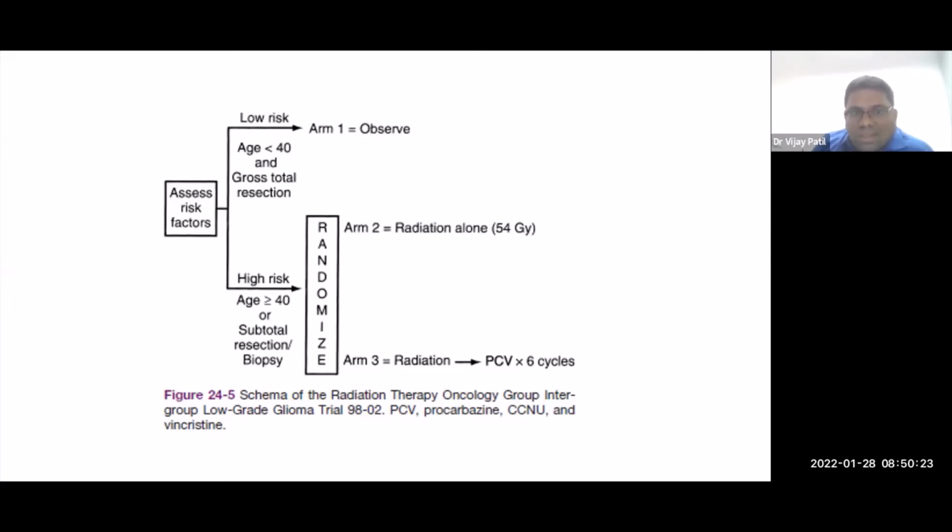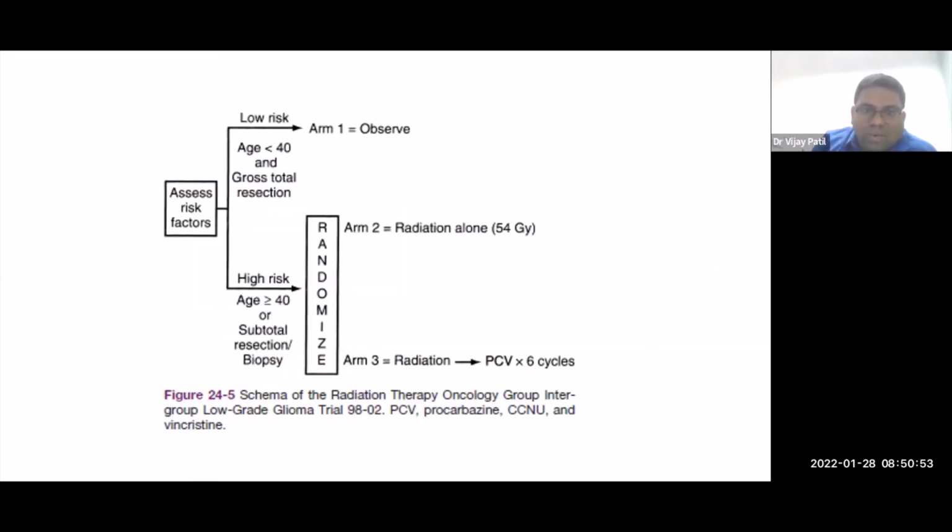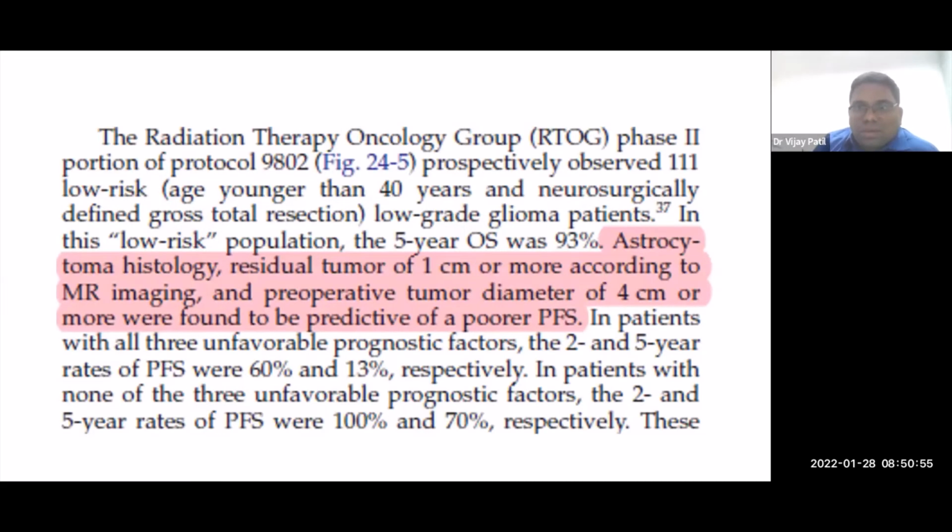Now, how do you assess risk factors? And this is the RTOG classification. I try to remember this only because it's very simple. It looks at only two things: age and whether there was a gross total resection or not. If the age is less than 40 and it's a gross total resection, they say you can observe the patient. If the age is greater than 40 or there is a subtotal resection, then in that we have this study, we would say high risk, whether we would give radiation alone or radiation followed by PCV. So this is what I was speaking to.